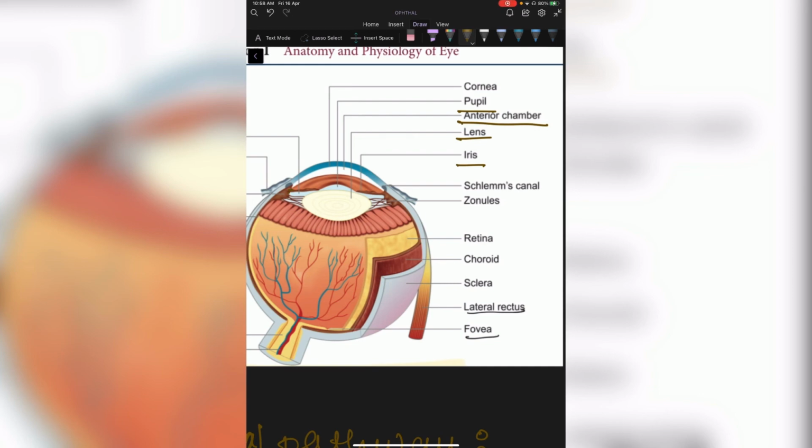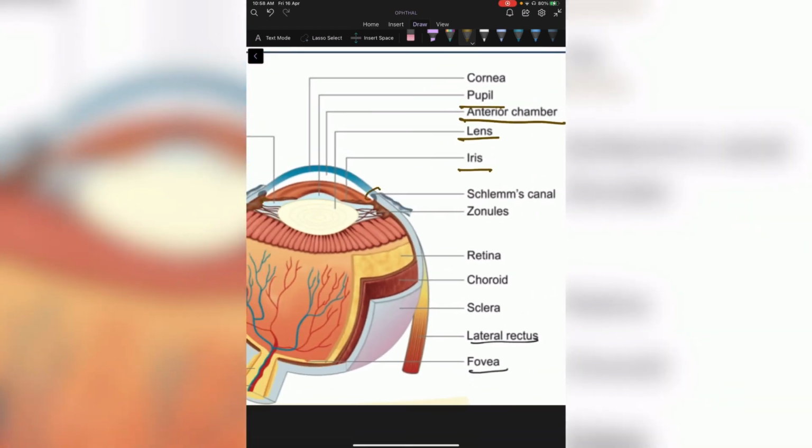Now this one is your Schlemm's canal. It is very important for the drainage of your aqueous humor, and if there is any blockage in the Schlemm's canal, or the aqueous humor is not able to flow, then we will have congestive glaucoma.